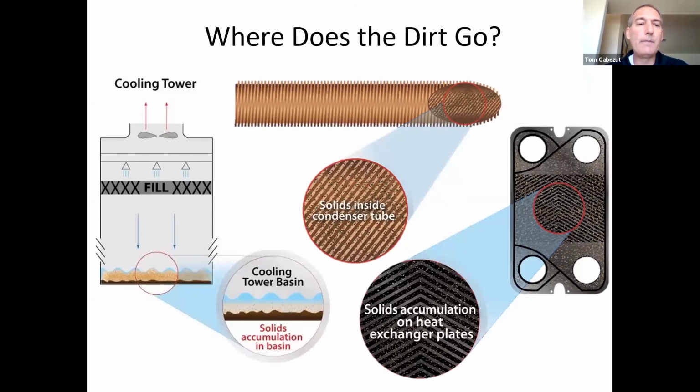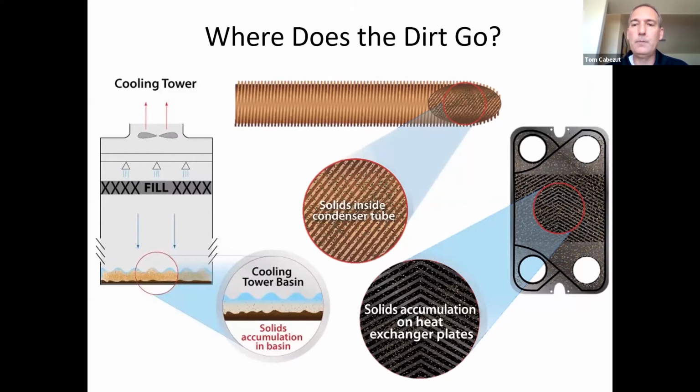Where does the dirt go? Obviously, we talked about the cooling tower basin itself, and also solids inside the condenser tube, the enhanced tubes, which are fairly popular these days with your chillers and the shell and tube heat exchangers. That dirt can accumulate in those enhanced tubes, and at that point all the extra surface area disappears because it's full of dirt and debris.